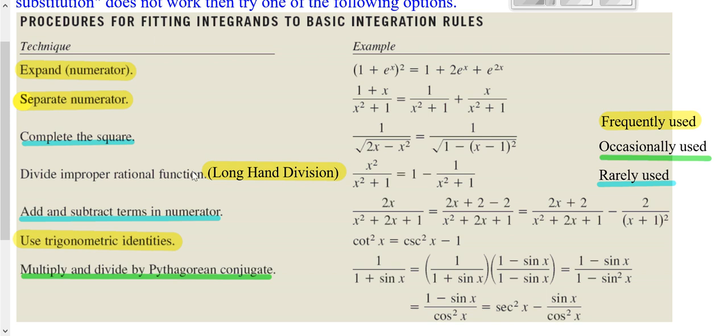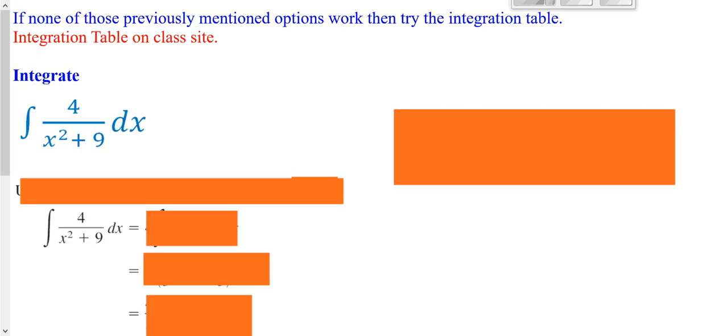So the ones that are highlighted in yellow are frequently used. This bottom one is occasionally used. These other two that are underlined in blue are rarely used, but are still available options for you. So let's consider this. Now, this particular problem does not work for use substitution, and it doesn't work with anything that we've discussed up to this point.